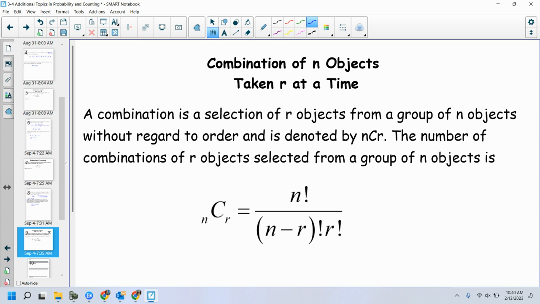Order does not matter. I'm picking things out of my total, and I don't care what order they go into. I'm just lumping them all together, so the choice here of 1, 2, 3 doesn't change anything if I pick them in a different order. So it's going to cut down on my number of ways by a lot, right? A permutation is always going to be more than a combination because choosing 1, 2, 3 is different from 3, 2, 1 in a permutation. But that's the same event in a combination.